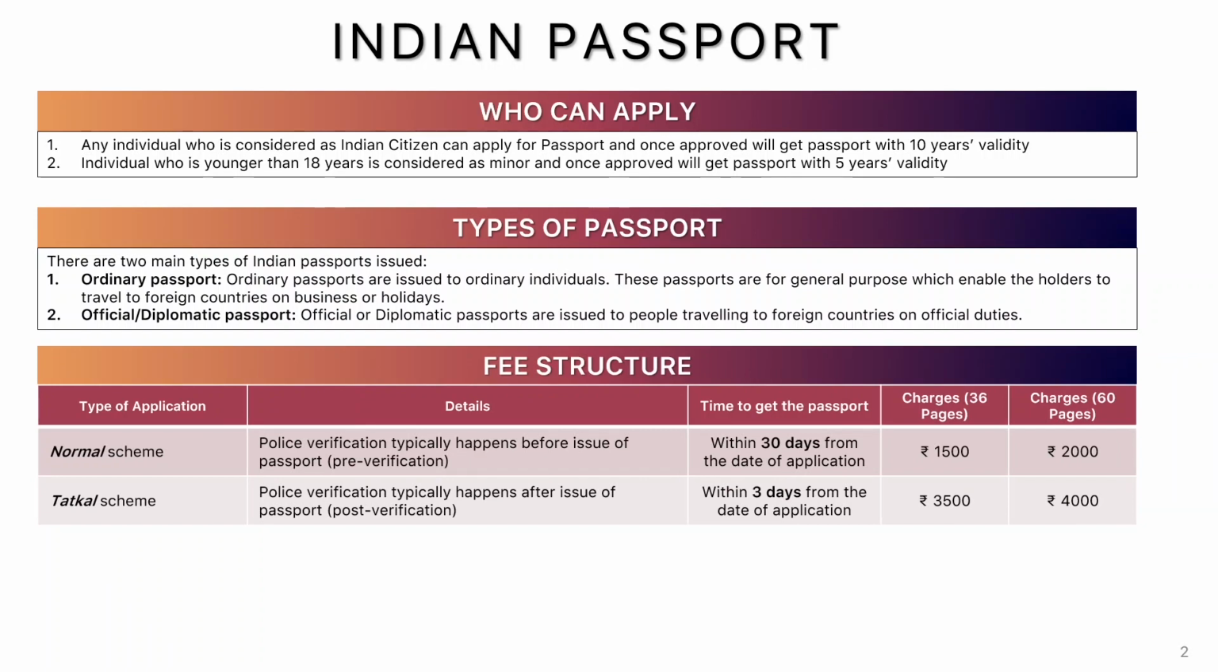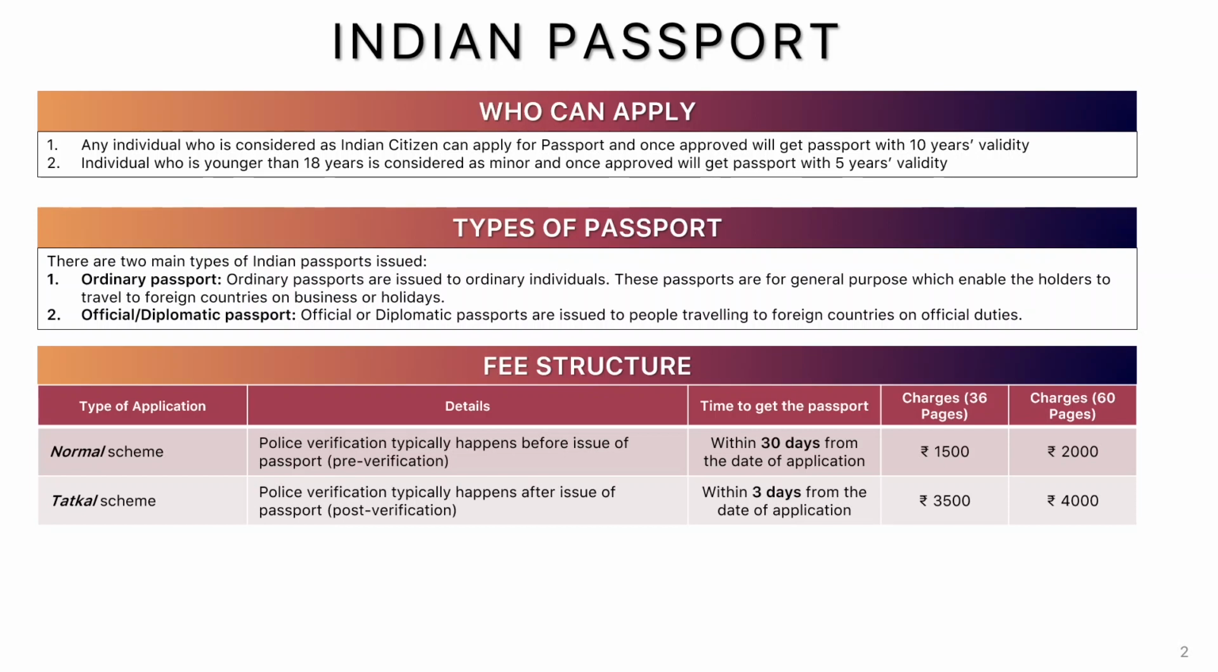Here is the fee structure. You can apply for the passport under two schemes. The normal scheme: in the normal scheme, you should receive the passport within 30 days from the date of application. The police verification typically happens before the issue of the passport, so you need to get the clearance from the police station. The charges for a 36 pages booklet is 1500 rupees, while the charges for a 60 pages booklet is 2000 rupees.